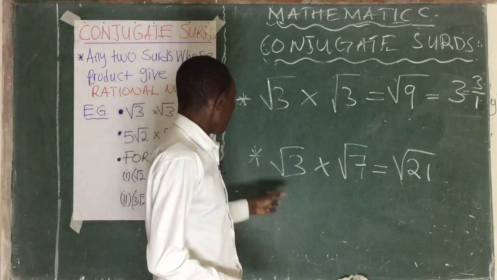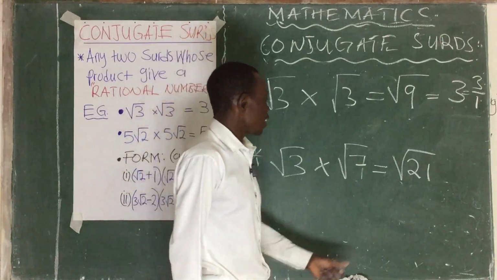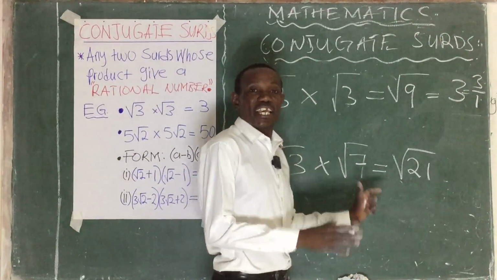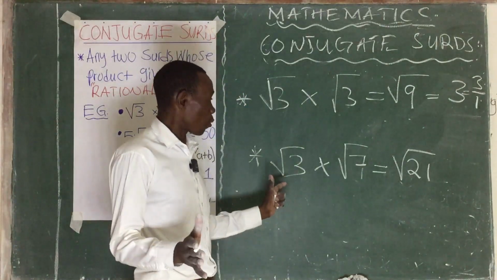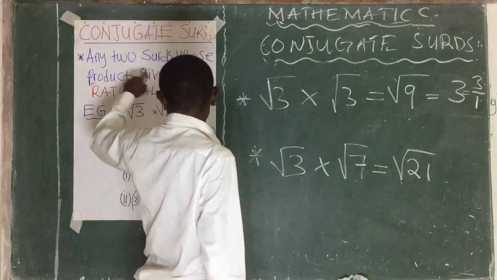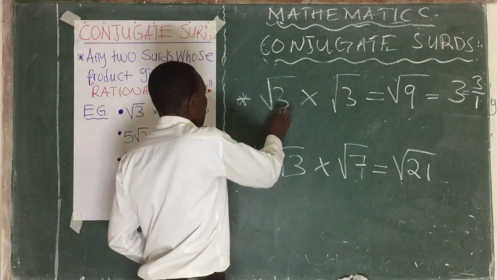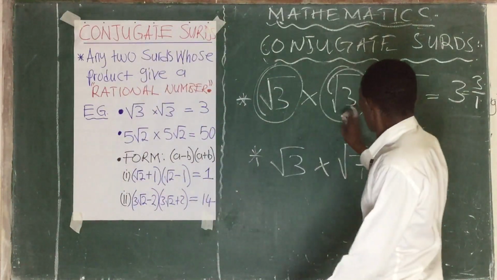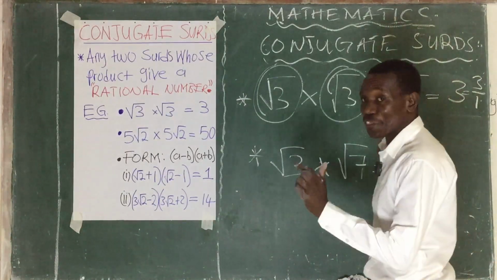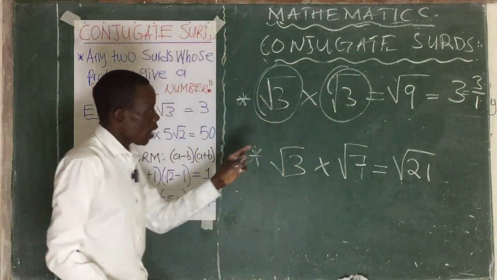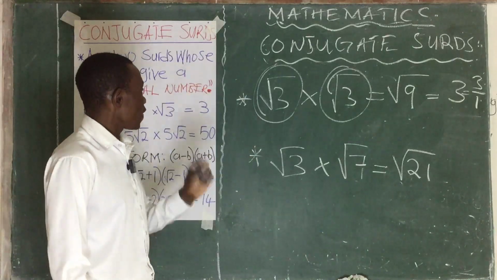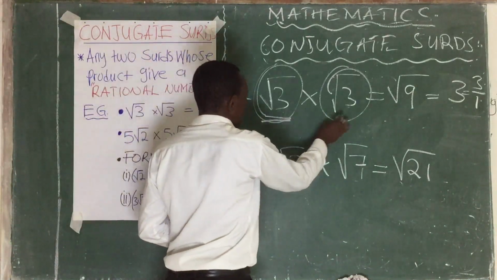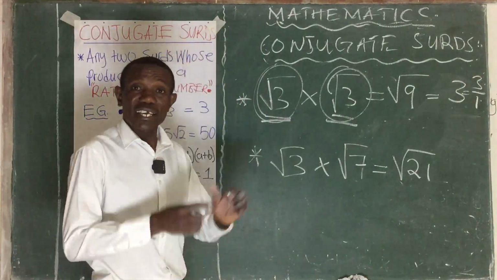But in the other example, if you take the square root of 21, it ends there. There's nowhere else you can go. So if we compare the two by the definition we have here, you see that if we multiply this one by that, these are the two surds which are multiplied here, and they give a value which is 3. That 3 is a rational number. Then we say root of 3 and root of 3 are conjugate surds.